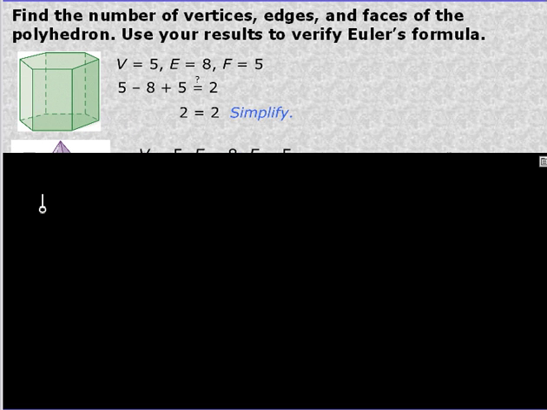So we want to find the number of vertices, edges, and faces of the polyhedron, and then use the results to verify Euler's formula. This actually is not correct. So ignore those. Those go with the next problem.